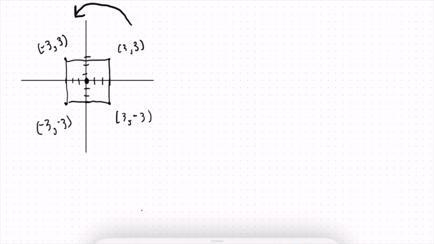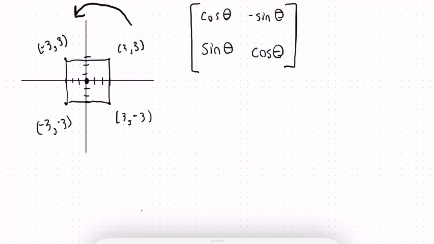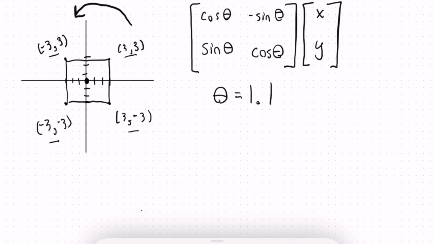So let me quickly write out our rotation matrix. And what we're going to be using today is cosine theta, negative sine theta. And then we're going to have sine theta, and then we're going to have positive cosine theta. And what we're going to do is we're going to take each of these points here, and we're going to multiply them by this. And what I'm going to do is I'm just going to make theta equal to an arbitrary value. You can make this equal to anything, but I find 1.1 gives it a decent rotation.